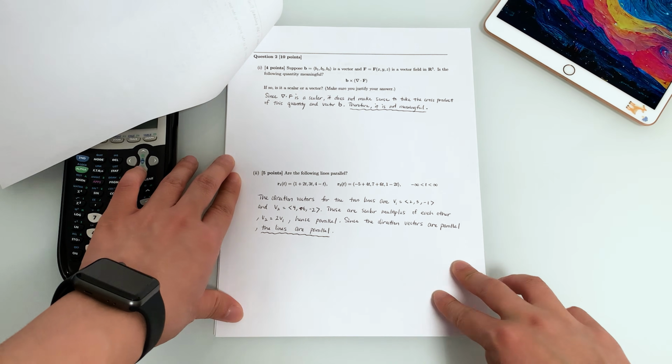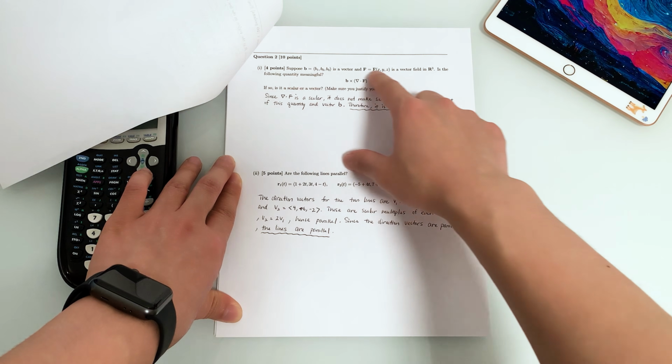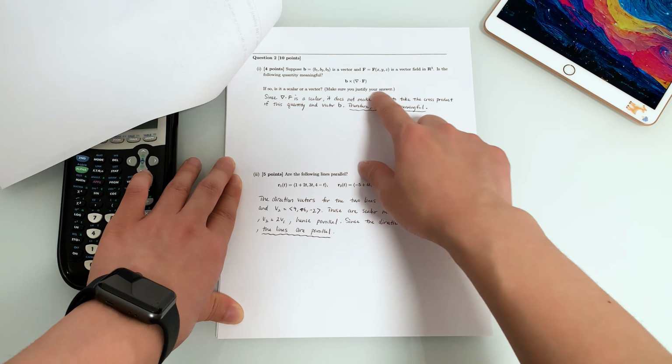Moving on, question 2 has 2 parts. The first part tests us on scalars, vectors, and cross products, and notice it's a short answer question. For these types of questions, always remember to explain your reasoning and justify your answer. This is a classic engineering exam question format where one question has multiple parts that test you on related concepts.